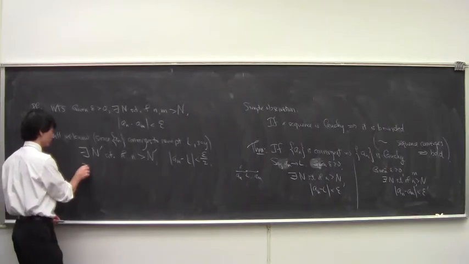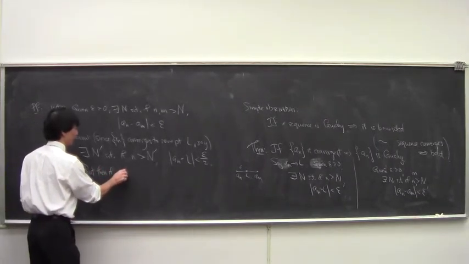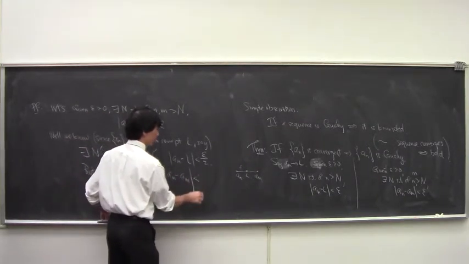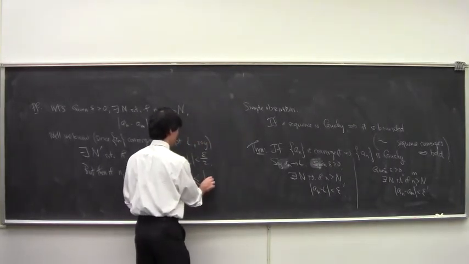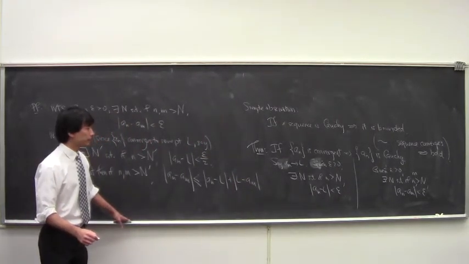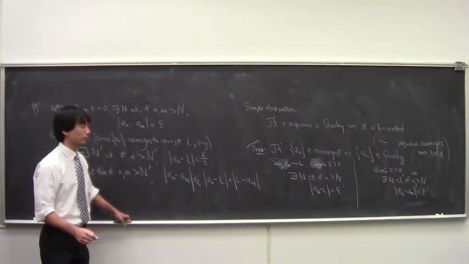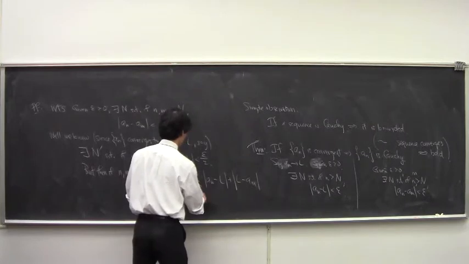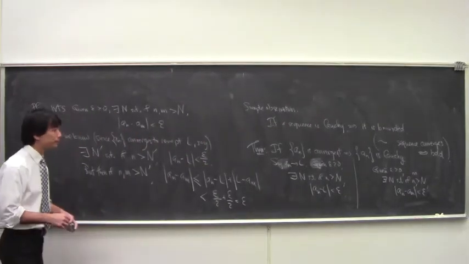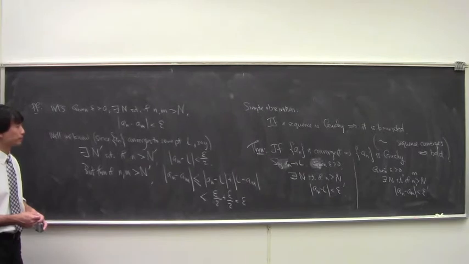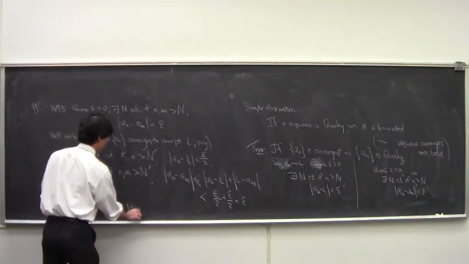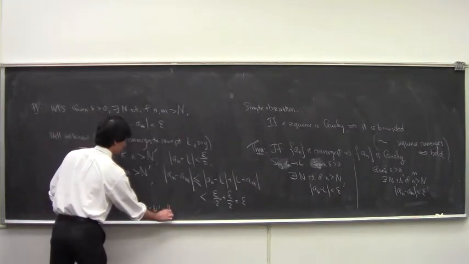But then, if n and m are bigger than n prime, the distance from a_n to a_m is controlled by the triangle inequality: the distance from a_n to L plus the distance from L to a_m, which is smaller than 2 epsilons over 2. So taking N to be n prime will do.